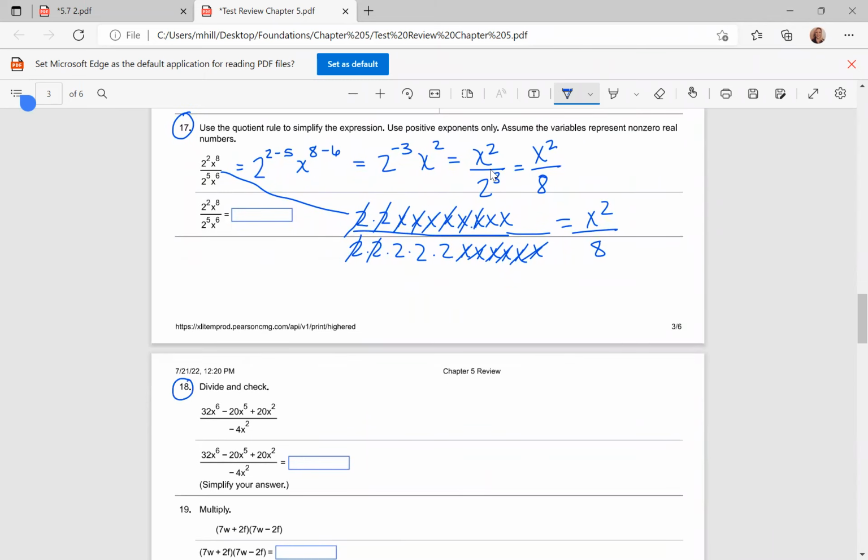Number 18 is asking us to divide this. So 32, x to the 6, minus 20, x to the 5th, plus 20x squared, all over negative 4x squared. I like to separate them out. The bottom is going to stay with everything we do.